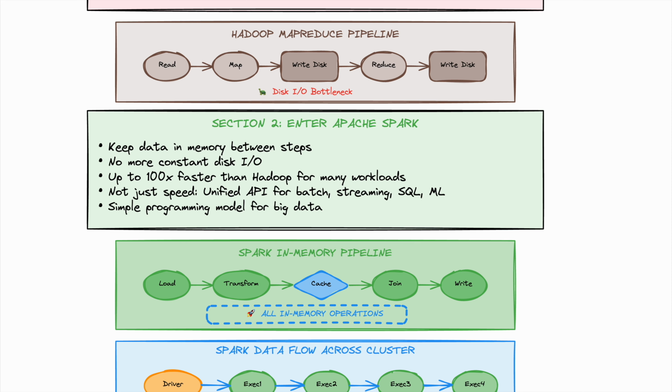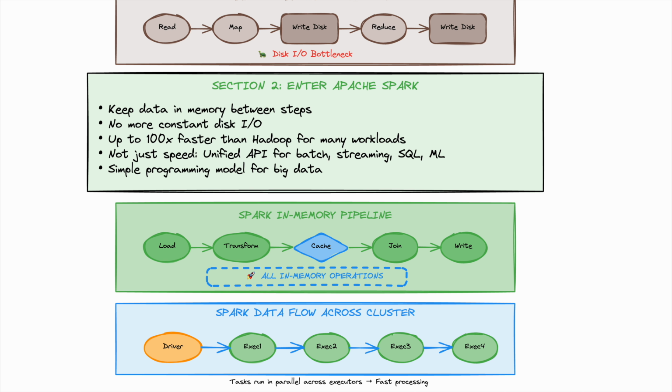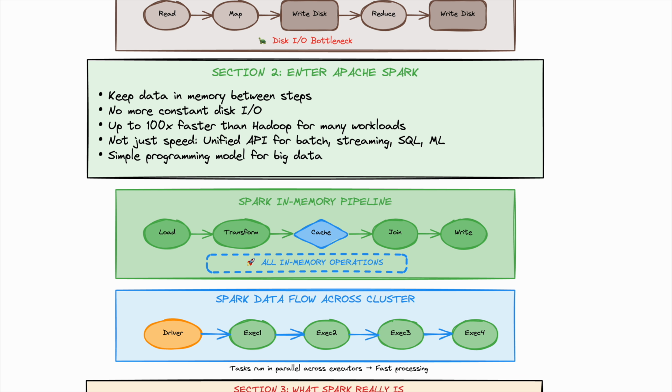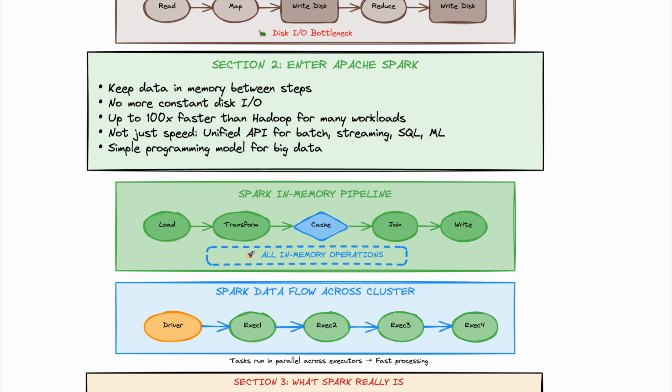It's not just the speed. The first major advantage was the speed, but besides that, the Spark engine had a unified API for batch operations, for streaming operations, and we are going to talk about each of those in detail, plus SQL-like operations on the data, and also machine learning on the data. To sum up, Spark is a simple programming model for big data. It became the de facto standard for batch processing.